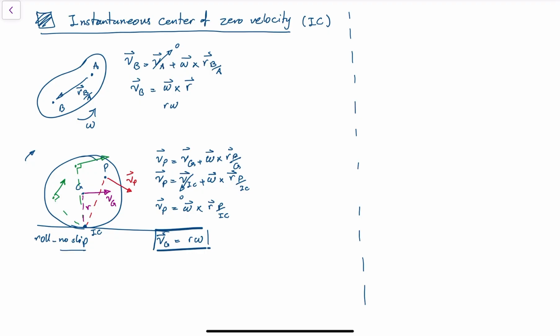So a few remarks on this instantaneous center. The good news is it exists. It exists for any rigid body undergoing planar motion. You can always be sure that there is a point that has zero velocity. For planar motions, it is also unique.